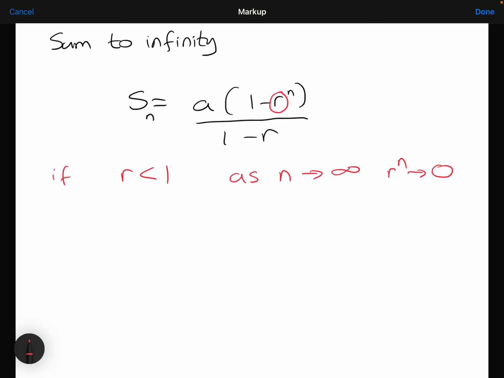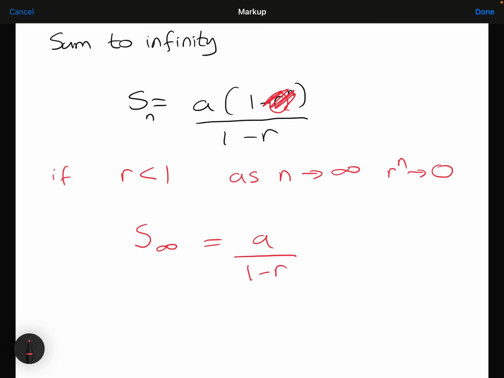A half times a half times a half times a half times a half. If I keep doing that infinite times, it's going to tend towards 0. And you can say the same for any number that is less than 1. 0.9 times 0.9 times 0.9 times 0.9. If I did that an infinite number of times, it would tend towards 0. So as n tends towards infinity, r to the power n will tend towards 0, and therefore the sum of infinite terms would tend to, well, on the numerator I'd just be left with a times 1, and on the denominator I've got 1 minus r.